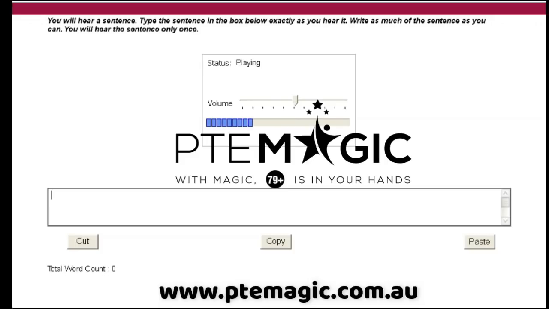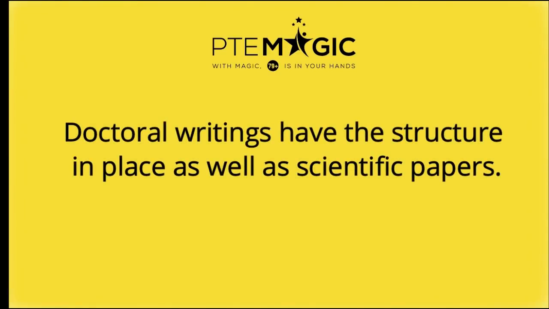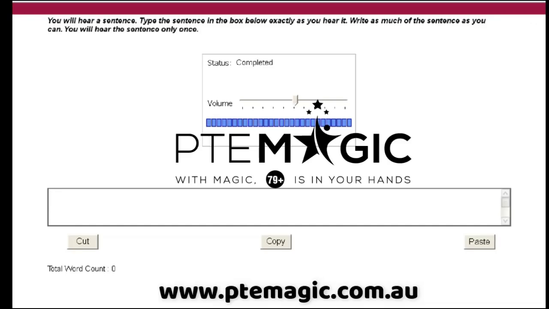Doctoral writings have the structure in place as well as scientific papers.